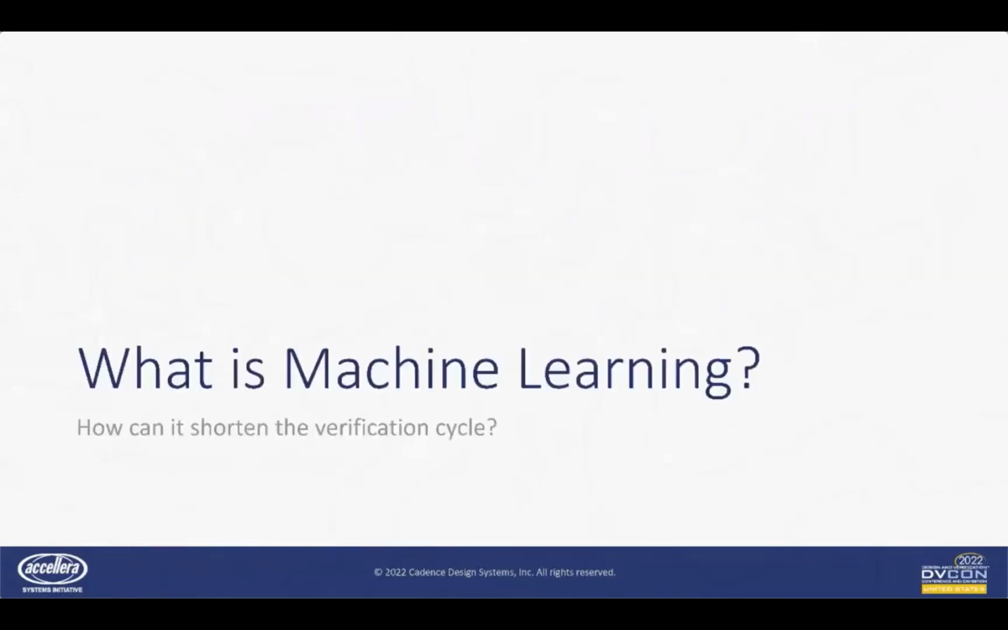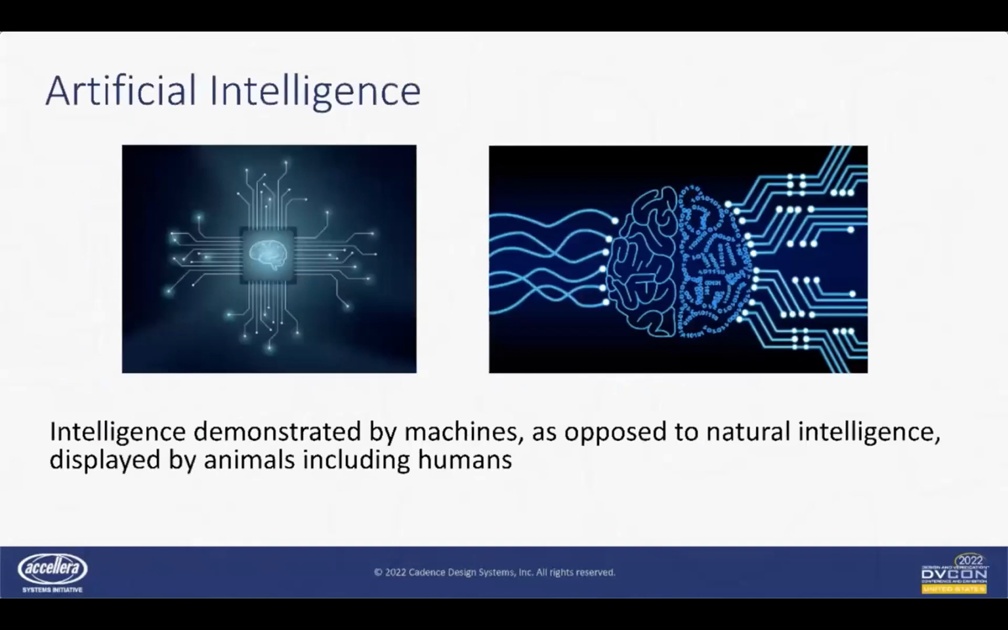So first off, what is machine learning? How can we define it? And how can it shorten the verification cycle? There's been a lot of confusion, or certainly cross usage of terminology between artificial intelligence and machine learning over the past several years, as both of these things have become prevalent, and the terms are sometimes used interchangeably. So I wanted to take a few minutes and define them, at least as we see them.